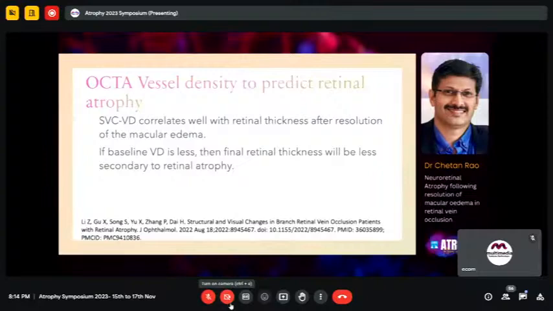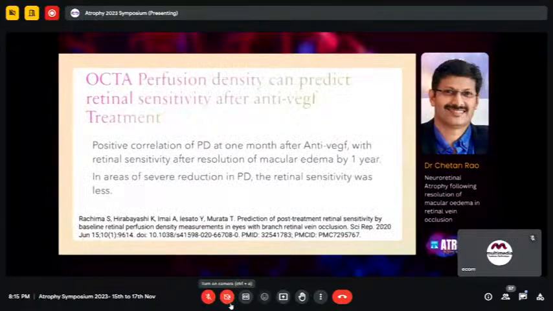Lee et al. showed that superficial vascular complex vessel density correlates with the retinal thickness after resolution of macular edema. They concluded that if the baseline vessel density is less, then the final retinal thickness will be less, secondary to retinal atrophy. Brachima et al. showed a positive correlation of perfusion density at 1 month after anti-VEGF injection with retinal sensitivity after macular edema resolves by 1 year. In areas of severe reduction of perfusion density, the retinal sensitivity was less, which is an indirect marker of retinal atrophy.